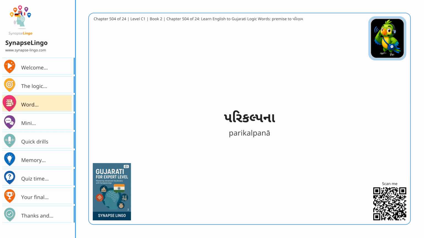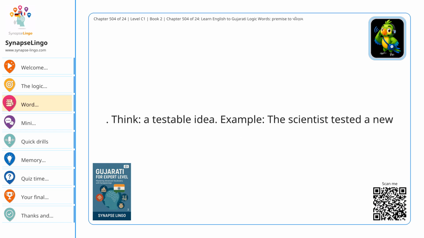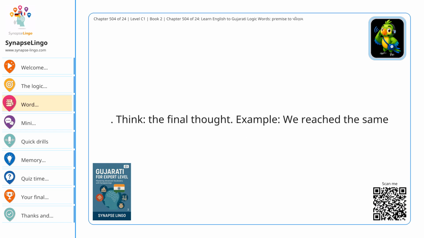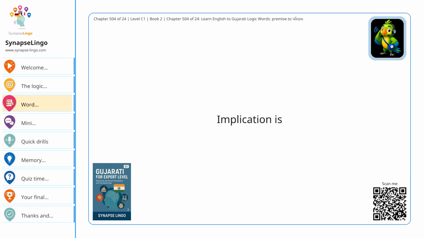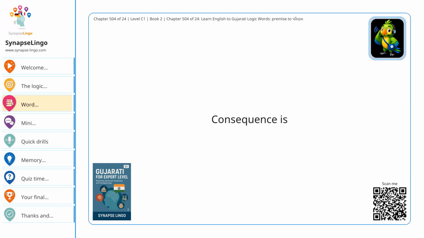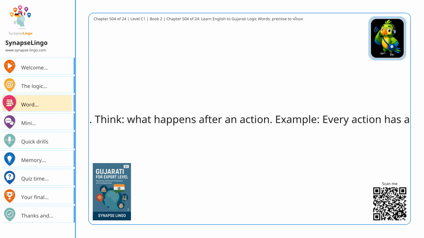Hypothesis is પરિકલ્પના. Think, a testable idea. Example. The scientist tested a new પરિકલ્પના. Conclusion is નિષ્કર્ષ. Think, the final thought. Example. We reached the same નિષ્કર્ષ. Implication is સૂચિતાર્થ. Think, the hidden or suggested meaning. Example. Her smile had a સૂચિતાર્થ. Consequence is પરિણામ. Think, what happens after an action. Example. Every action has a પરિણામ.